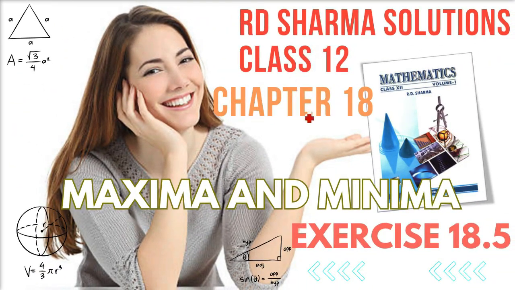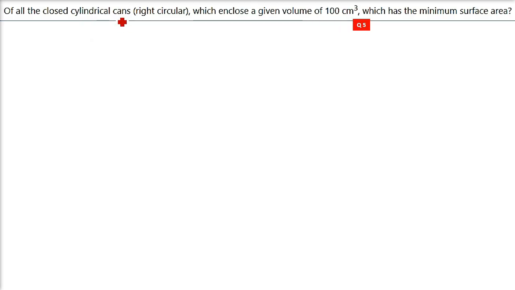This is R.D. Sharma Solution Class 12. Chapter 18, we are taking Maxima and Minima. Exercise 18.5. Of all the closed circular cylindrical cans which enclose a given volume of 100 cm cube, which has the minimum surface area.